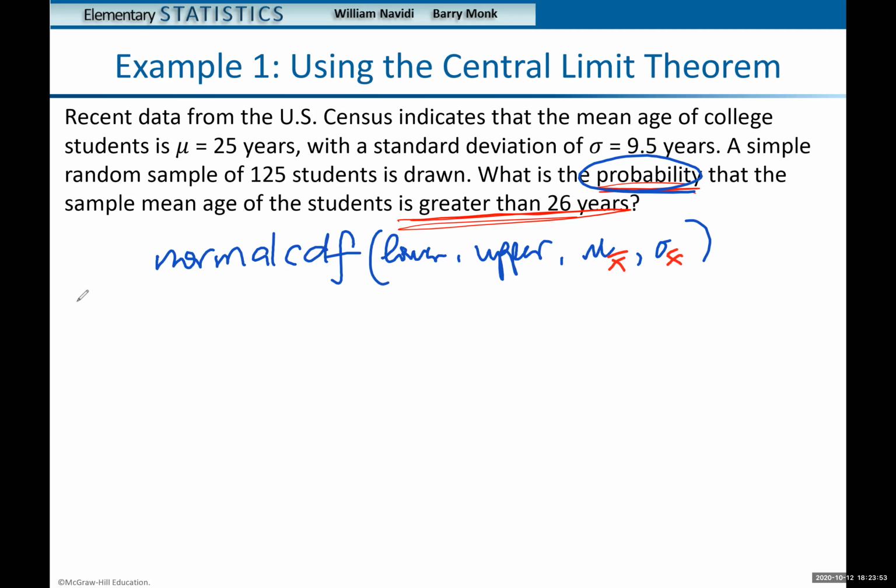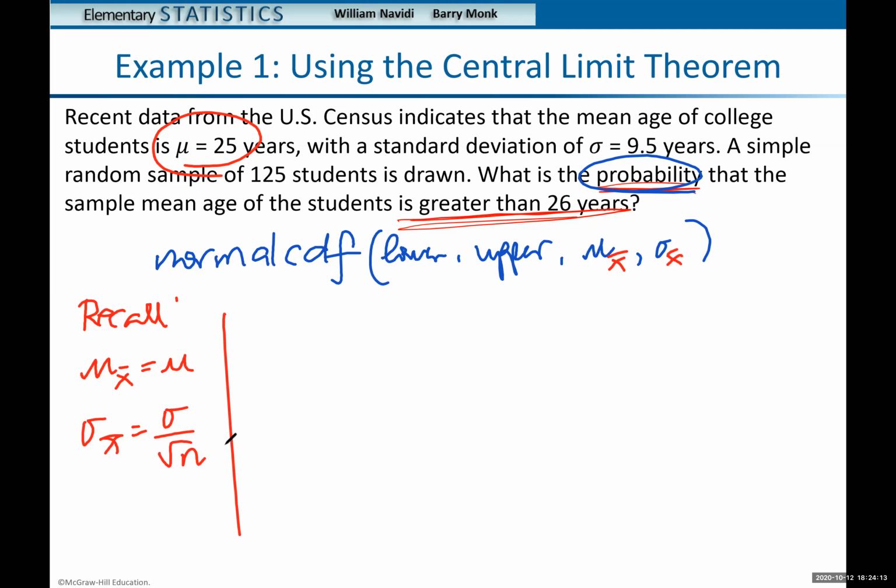So remember, just to recall the formula, the mean of all the means is equal to the population mean, just like here. It's already given, which is 25, and the standard deviation of all the means is equal to the standard deviation over square root of n. So you have the standard deviation here, 9.5, and you have the sample size n of 125. So you need to compute this first. Okay, so do not just substitute 9.5 here. Okay, so get your calculators. So it should be normal CDF.